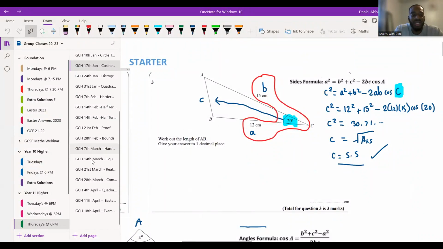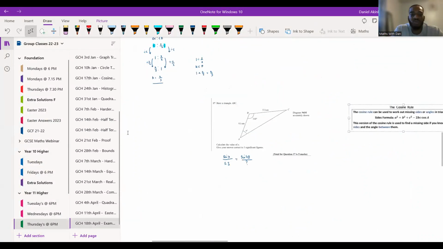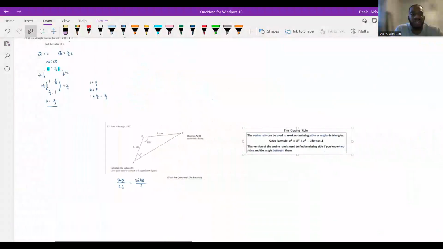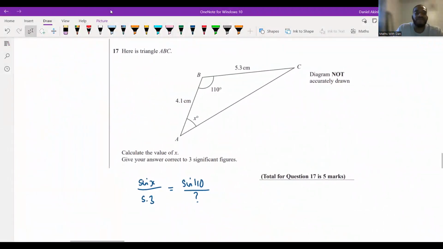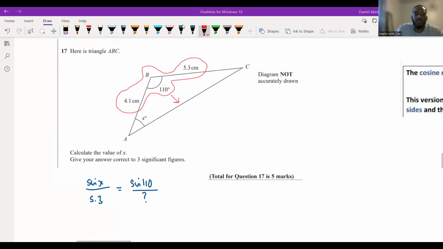So when we go back to our lesson today, we have that exact same structure, don't we? Because, as you can see, we've got two sides, 4.1 and 5.3, and the angle in between. So I can definitely use the cosine rule to calculate this side. It's always the opposite side when you have this set up. So we're going to use the cosine rule.